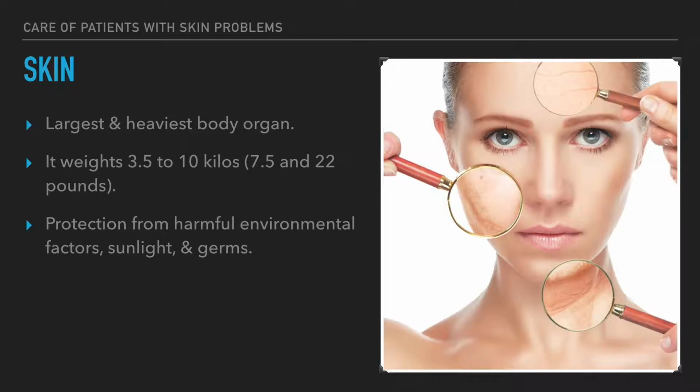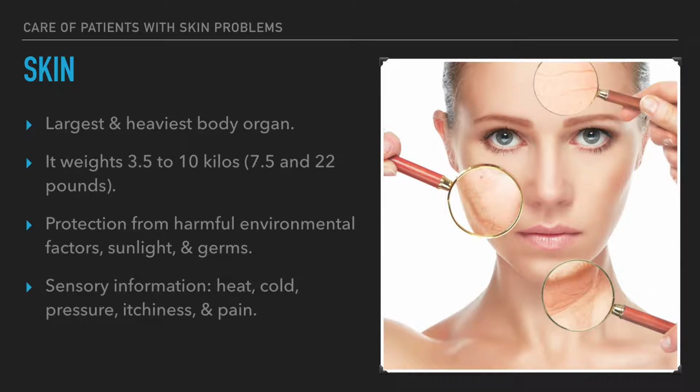Another very important function of the skin is that it actually gives us sensory information. What is sensory information? It basically means that it will send messages to your brain, and it will tell your brain that a specific area of the skin is feeling heat, is feeling cold, is feeling pressure, is feeling itchy or pain, which is very important because, for example, if you're getting burned on one part of your skin, you want to take that part of the skin as far away as possible from that fire that is burning your skin, so that it doesn't get more damaged. Okay, so this is very important.